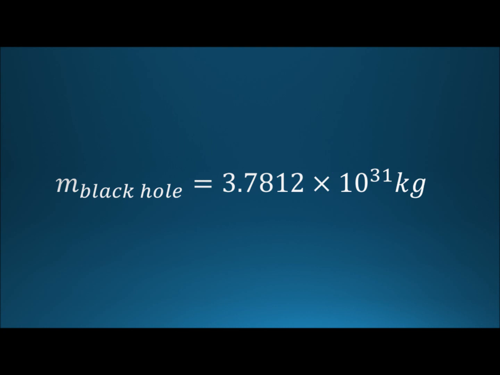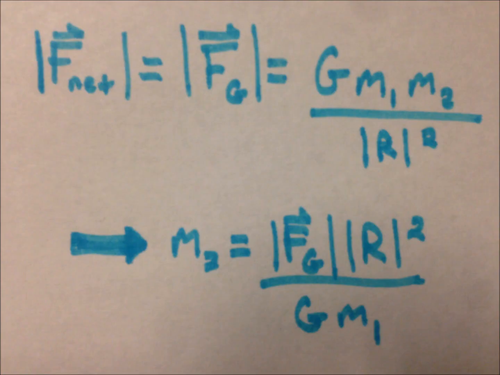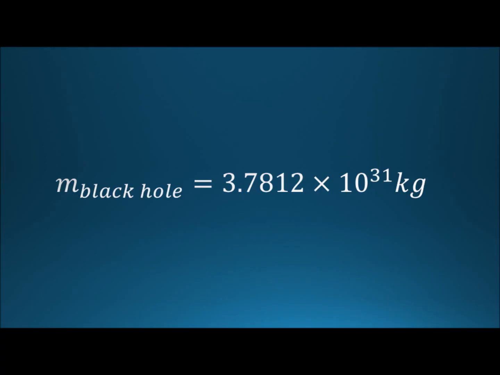As can be seen from the model, the perpendicular component of the net force always points perpendicular to the object's motion, while the parallel component points in the direction of the object's motion. This makes the net force equal to the sum of the two components as it was specified in our code. We now have all the data needed to solve for an unknown, which is the mass of the black hole. To find the mass of the black hole, we rearranged the law of universal gravitation and solved. This equation yielded a mass of 3.7812 times 10 to the 31 kilograms.